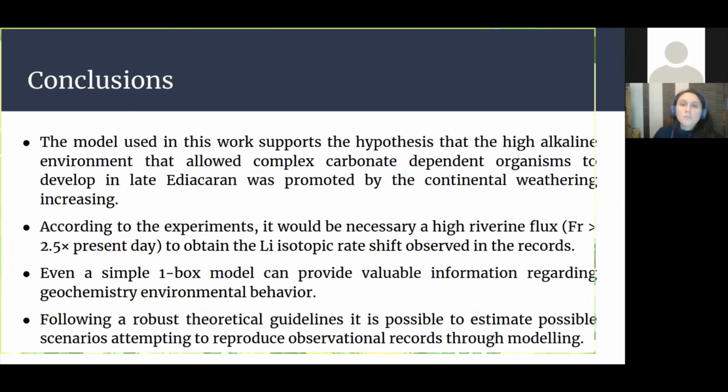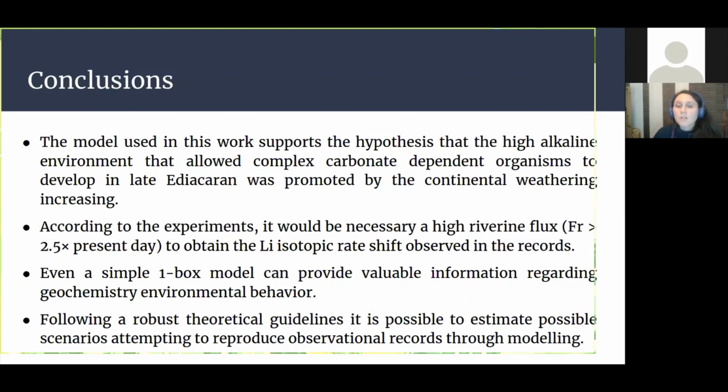So the conclusions we can take are that the model used in this work supports the hypothesis that the high alkalinity environment that allowed complex carbonate-dependent organisms to develop in the late Ediacaran was promoted by the continental weathering increase. According to the experiments, a high riverine flux would be necessary to obtain the lithium isotope ratio shift observed in the records. And it's nice that we can also see that even a simple one-box model can provide valuable information regarding the geochemical environmental behavior.